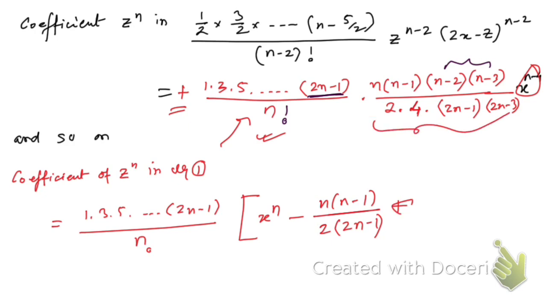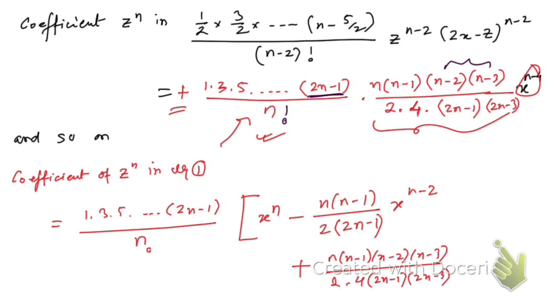Here we should have written x to the power n minus 2, and here plus n into n minus 1 into n minus 2 into n minus 3 divided by 2 into 4. Let me write it properly: 2 into 4 into twice n minus 1 into twice n minus 3, into x to the power n minus 4. Then the next term will be negative, and dot dot dot, and so on.